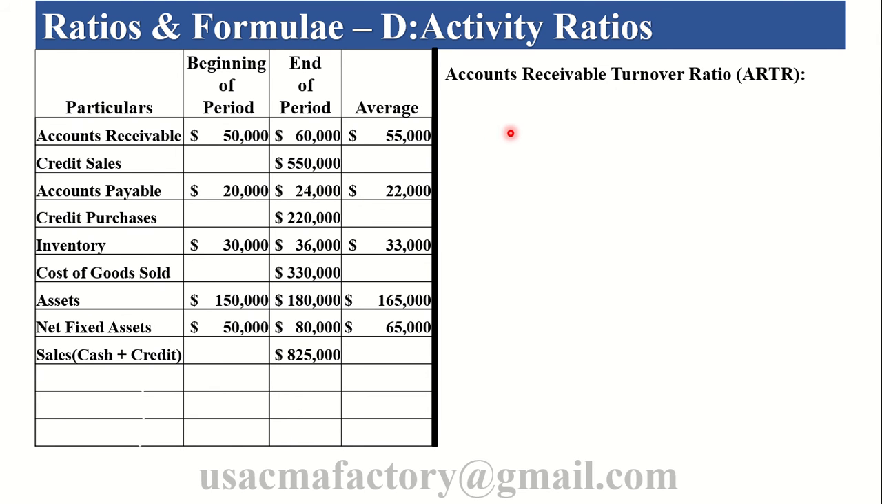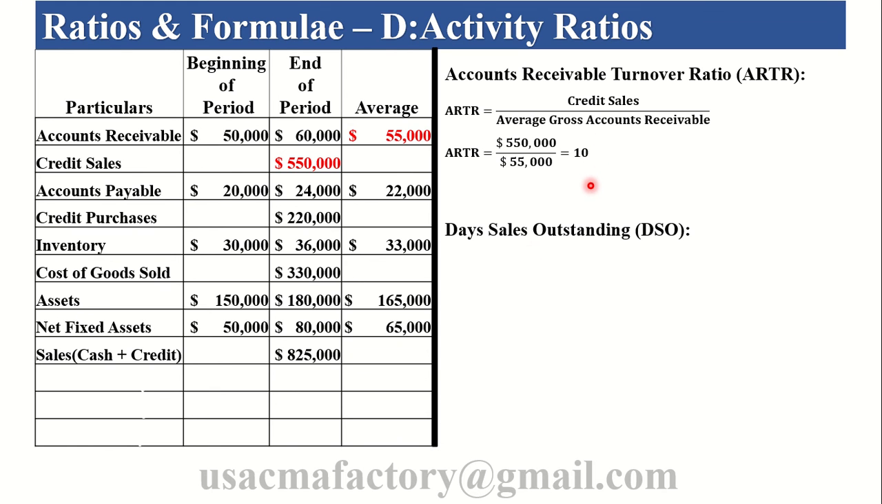Let us see. Accounts receivable turnover ratio, ARTR, is equal to credit sales divided by average gross accounts receivable. So, accounts receivable average 55,000 and credit sales for the period 550,000. So, 550,000 divided by 55,000 is equal to 10. Days sales outstanding, DSO.